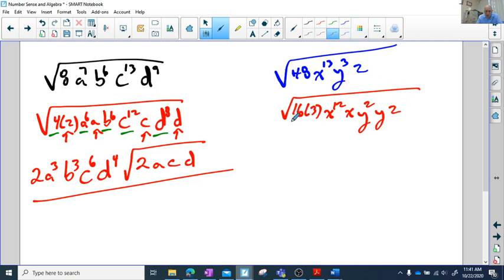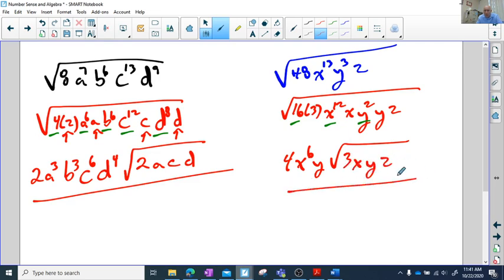Pick out the perfect squares. So 16, x to the 12, and y to the 2. Those are perfect squares. So we'll take the square root of those to give me 4, x to the 6th, y, and then square root 3, x, y, z. There you have it in simplified form.